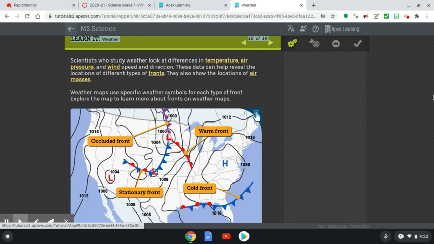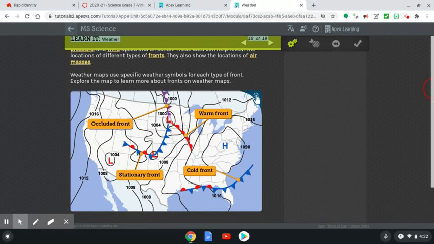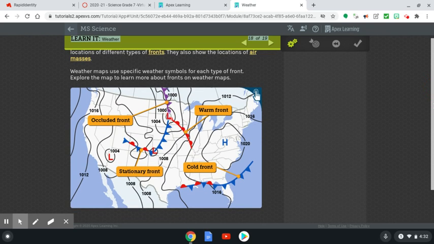And next, we're going to move on to fronts. We now have our isobars. We also have our fronts listed, high and low pressure systems. We talked about these types of fronts last week. A warm front has this symbol. It's red. It looks like half moons on a red line.